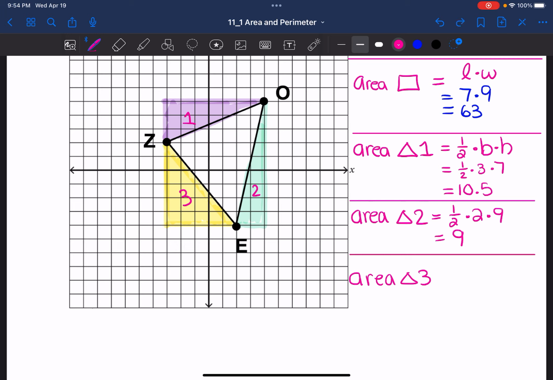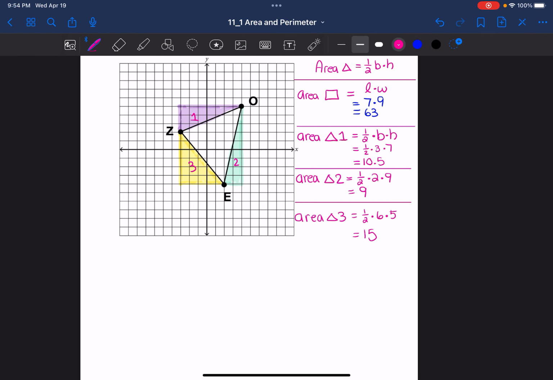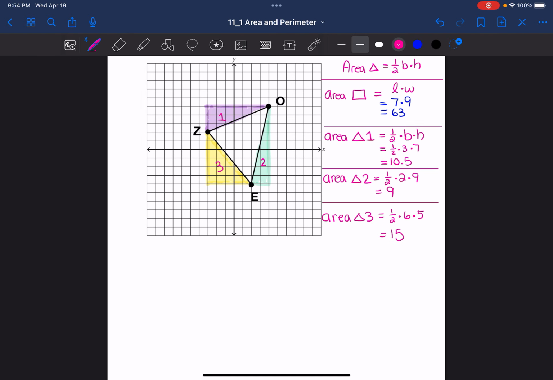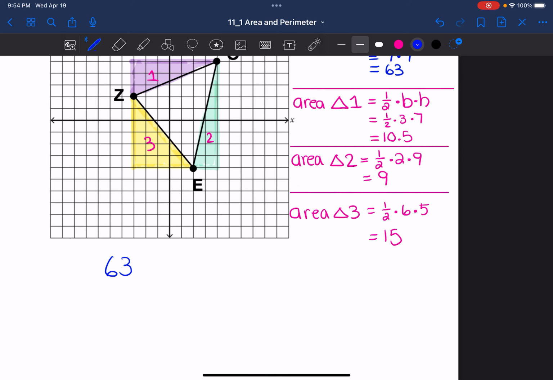And also my second dimension is going to be 1, 2, 3, 4, 5. So it's going to be 1/2 times 6 times 5, or 1/2 of 30, which is going to be equal to 15. All right, now this is the last step, which is pretty much the easy part, right? If I was to start with that 63, that big rectangle, and take away all of those smaller areas.